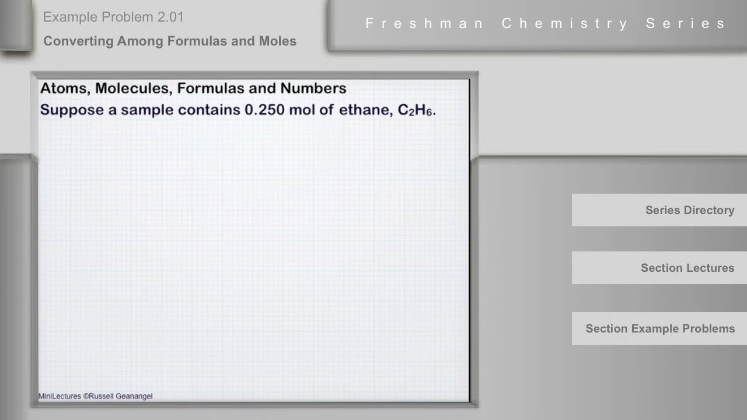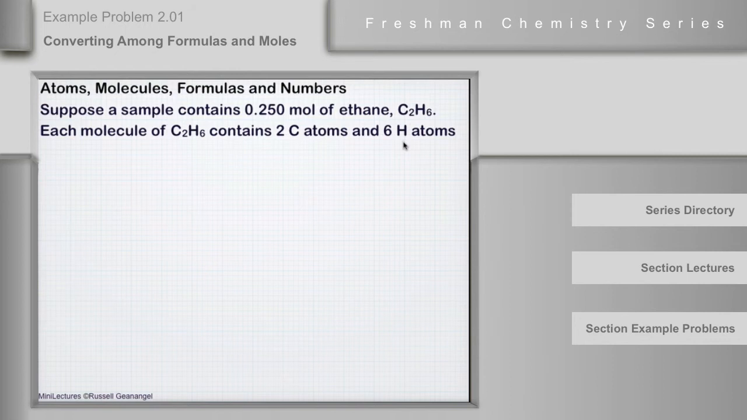The purpose of this mini lecture is to look at the relationship between atoms, molecules, formulas, and numbers. Let's suppose that we have a sample of ethane gas which consists of 0.250 moles of that substance, which has the formula C2H6. Now, the formula tells us that each molecule contains 2 carbon atoms and 6 hydrogen atoms.